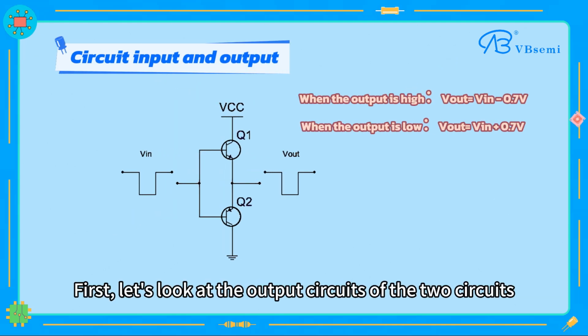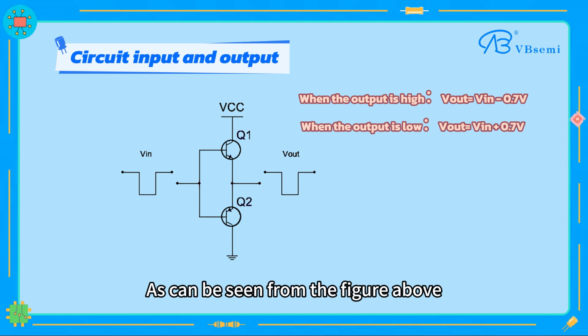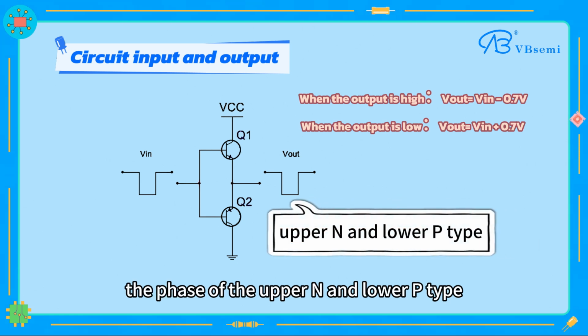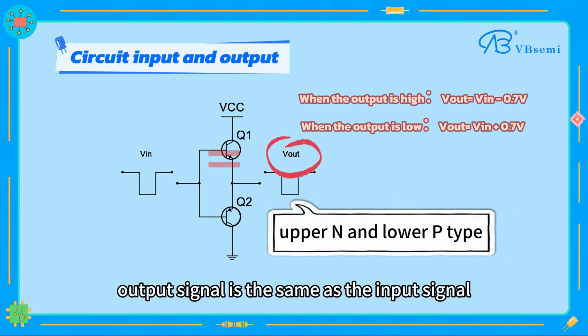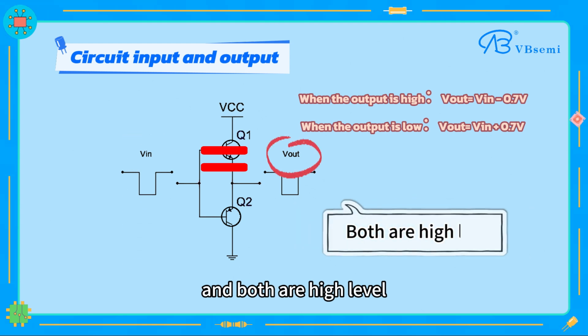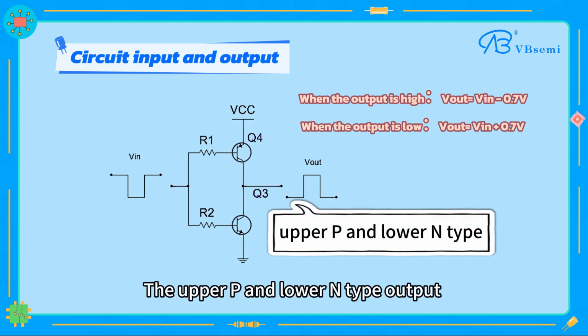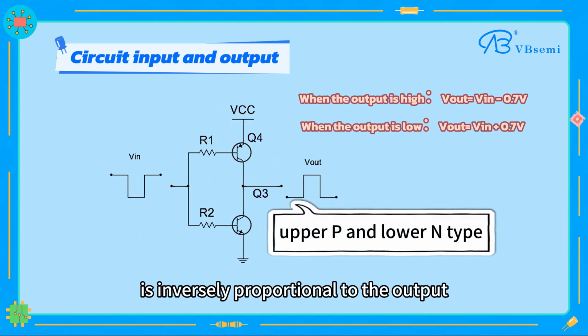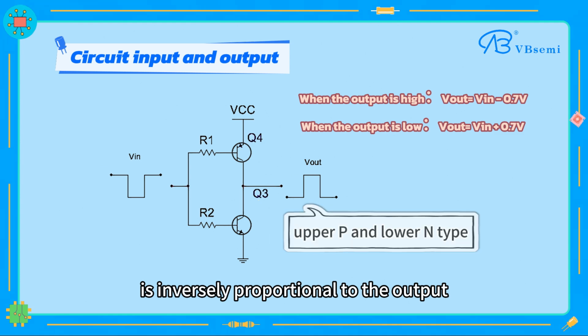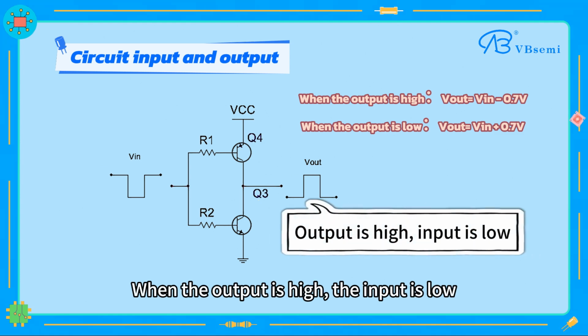First, let's look at the output circuits of the two circuits. As can be seen from the figure above, the phase of the upper N and lower P type output signal is the same as the input signal, and both are high level. The upper P and lower N type output is inverted relative to the input. When the output is high, the input is low.